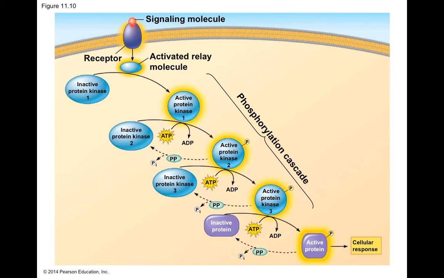When the ligand binds with the receptor, it turns on a relay molecule, which activates the first kinase. Kinase 1 activates kinase 2, which activates kinase 3, which activates the protein needed for the response. Notice the need for ATP at each step, where the third phosphate group breaks off and attaches to the activated kinase. Also notice the protein phosphatases, which eventually take the phosphate group off and inactivate the enzyme.